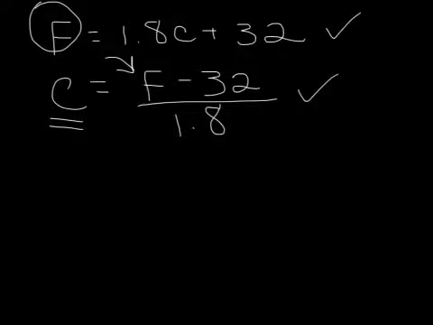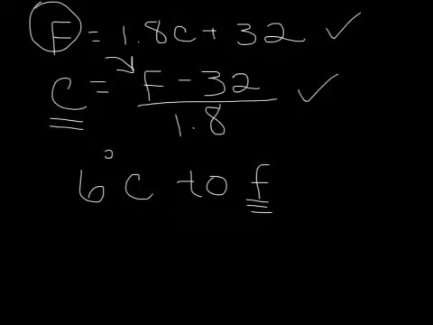So for the first one, let's say we want to change 6 degrees Celsius to Fahrenheit. That would mean we would use the first formula because we're trying to find Fahrenheit. And so we would plug 6 in place of the C in the formula. Since they're sitting side by side, it means multiplication.